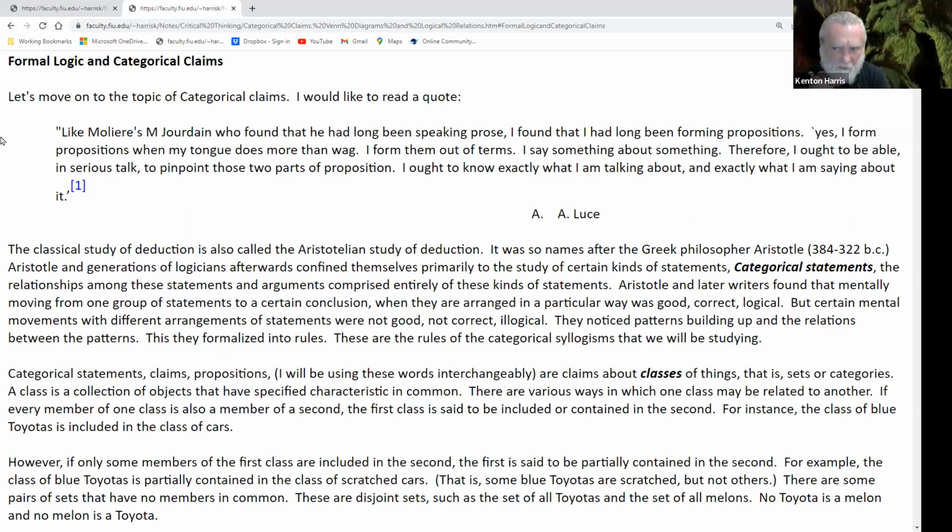So they noticed patterns building up, and the relationship between those patterns, and they formalized those into rules. And these are the rules that consist of categorical syllogisms that we will be studying a little bit later on.